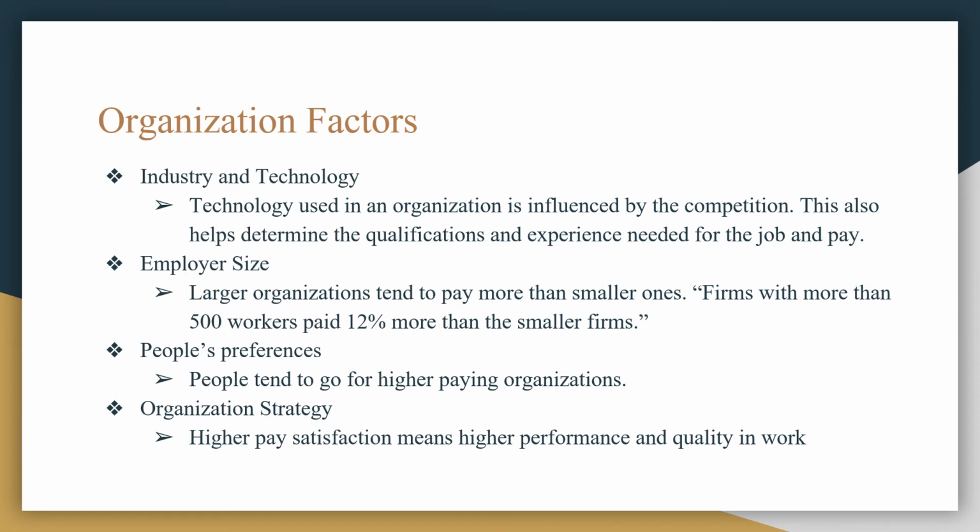Organization factors. There are about four key factors. Industry and technology. Technology used in an organization is influenced by the competition. This also helps determine the qualifications and experience needed for the job and pay. New technology within an industry influences pay levels. New and evolving technologies such as self-checkout and apps to pay with have declined pay, as well as in-person cashiers.